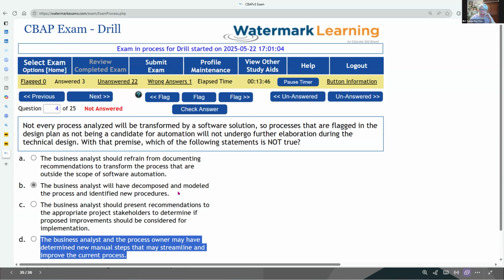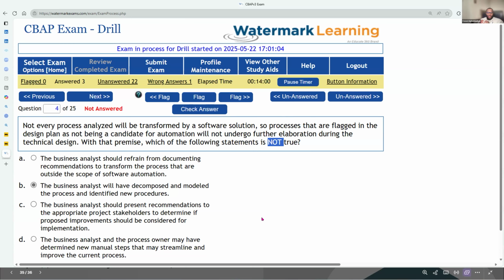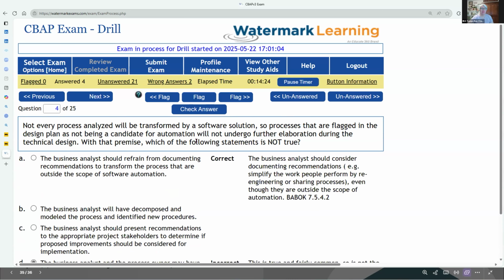Okay, so do we feel that B is the correct answer? Yeah. D is also... Yeah, it doesn't quite sound right on D. If this was going to be a step by step to streamline and improve the current process, but it's saying new manual steps. And if this is a software solution, then that doesn't make sense. I will go for D. Manual steps don't always mean streamline. It's more general.